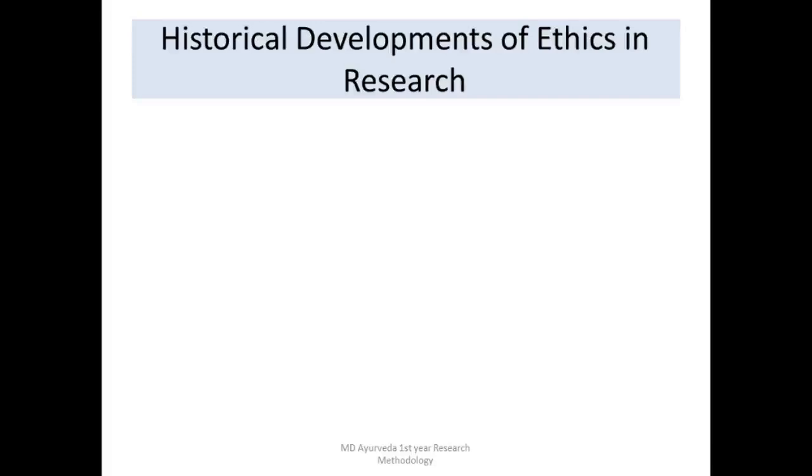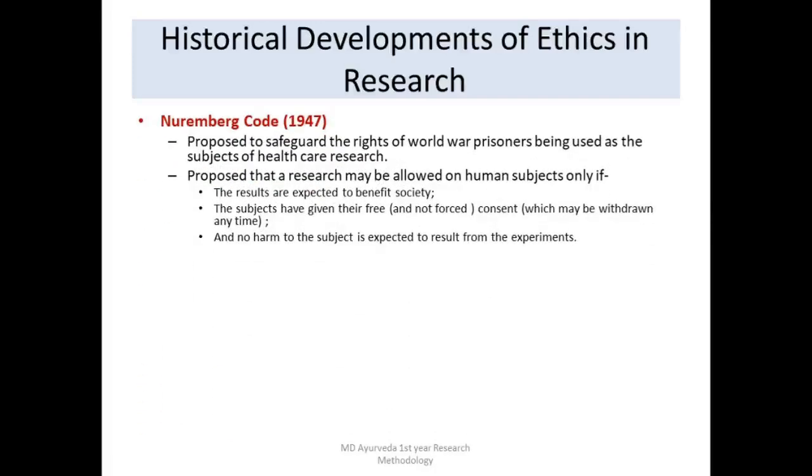Let us look at the historical development of ethics in research. The first written document about ethics in research was given just after the World War, in 1947. It is the Nuremberg Code, and it proposed to safeguard the rights of World War prisoners being used as subjects of healthcare research. This also proposed that research may be allowed on human subjects only if the results are expected to benefit society. The subjects have given their free and not forced consent, which may be withdrawn any time, and no harm to the subject is expected to result from the experiments.